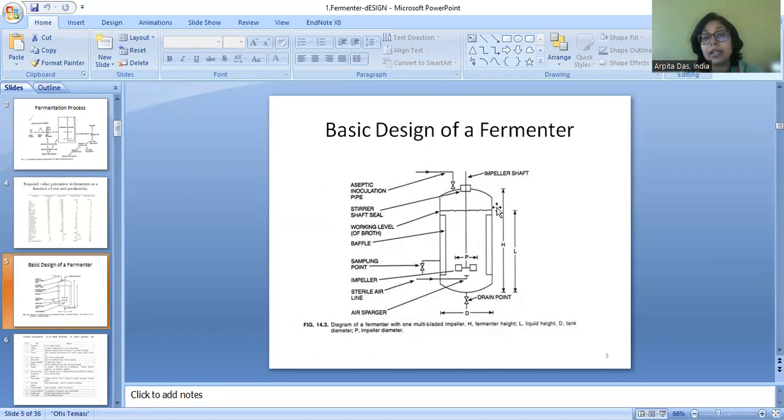Okay, now this is the working level. As I have said, 80% of the bioreactor should be filled with this medium and 20% should be kept vacant for the foam formation and for the requirement of gas.